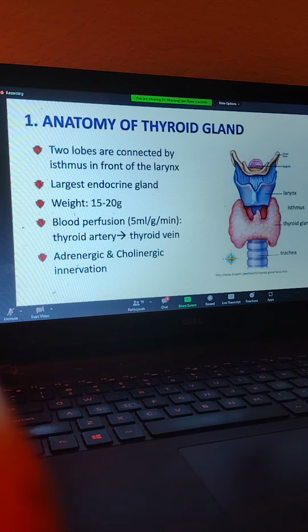All right. So the anatomy of the thyroid gland: the thyroid gland has two lobes, connected by the isthmus, in front of the larynx. Maybe you can feel the thyroid gland in this area. Okay. So this is the largest endocrine gland. Weight is about 15 to 20 grams. And this is a highly blood perfused organ, about 5 ml per gram of tissue per minute. The blood goes in through the thyroid arteries, and it goes out through the thyroid vein, right? So that is a really, really highly perfused organ.